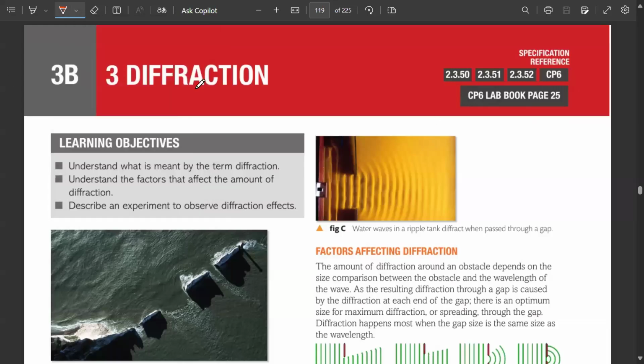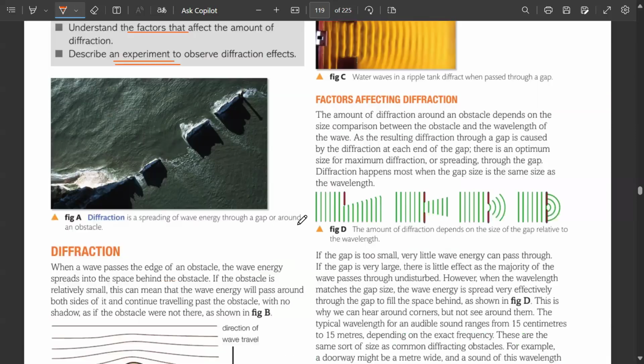So today we'll be starting off with 3B part 3, which is diffraction. In this chapter, we'll learn about what is the meaning of the term diffraction, what are the different factors that affect the amount of diffraction, and we're then going to describe an experiment to observe the effects of diffraction as well.